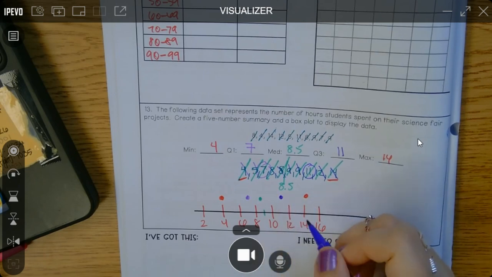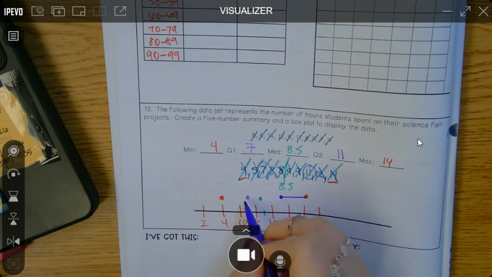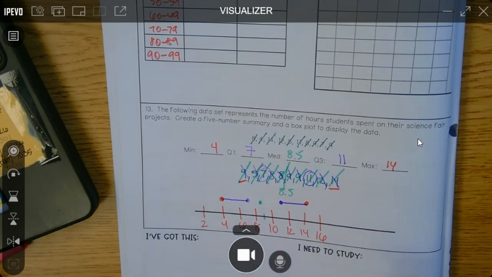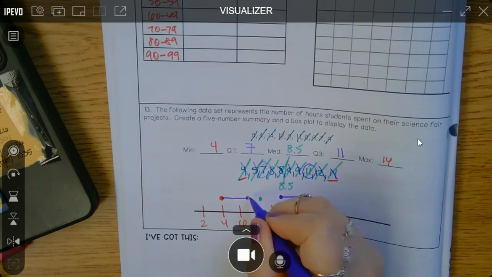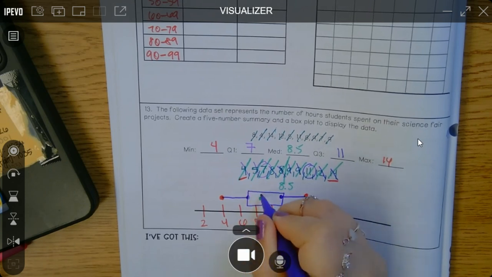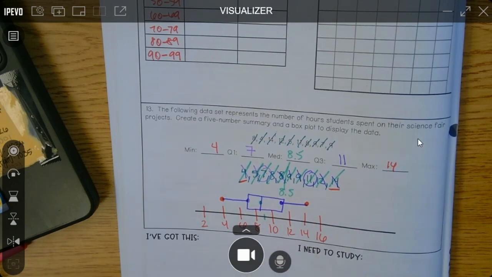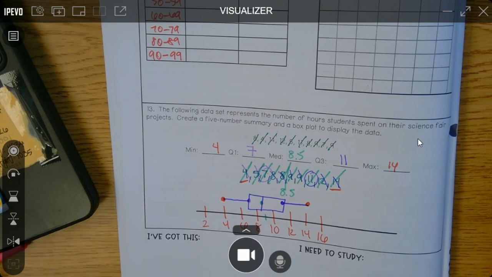Now, when you go to draw your box and whisker plot, connect the end 2 dots, so these 2 and these 2. Those are your whiskers. And then for your box, draw the box around that middle value. Then you draw a line down, and that should always be your median. And that hits right after the 8, which makes sense because your median was 8.5. And that is how you draw a box and whisker plot.